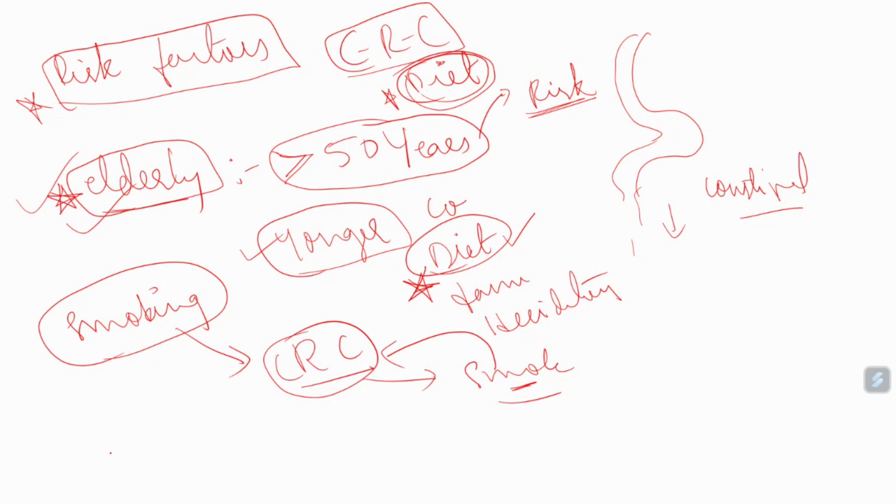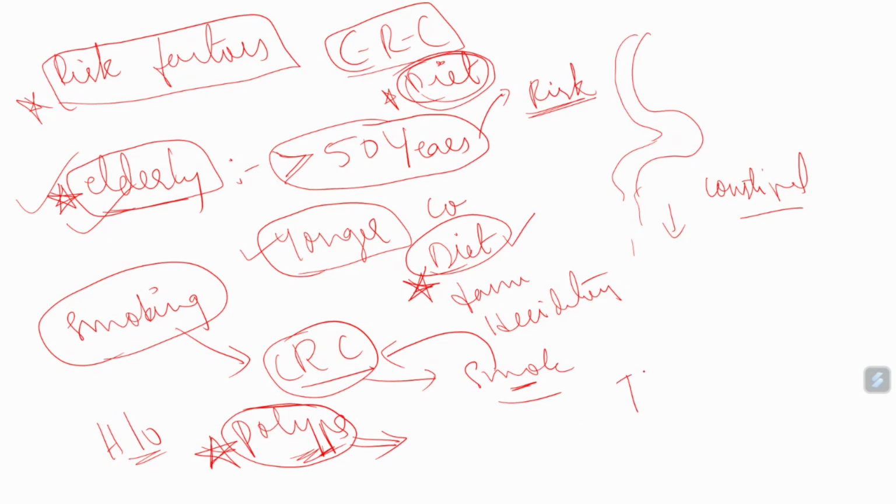And one more risk factor is history of polyps. This polyps is a very, very important concept. I'll try to explain about the polyps, who will develop polyps, what are polyps, and what are GI related, colon related polyps and all. If a patient has a history of polyps, they are also at risk of getting colorectal cancer.